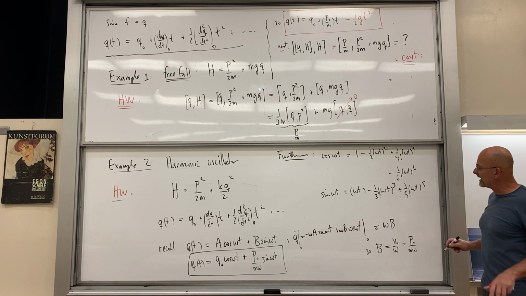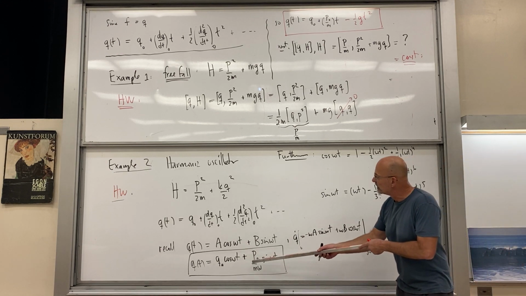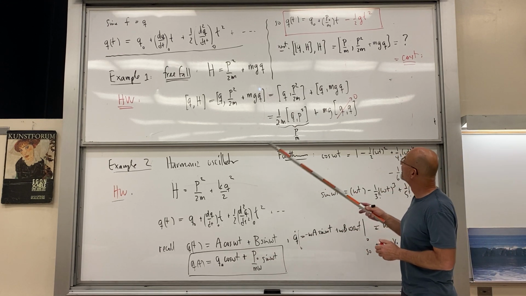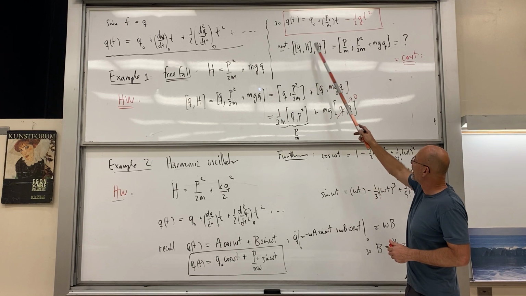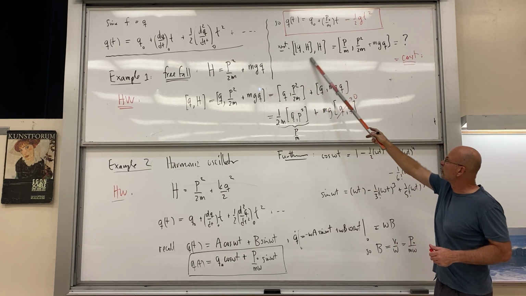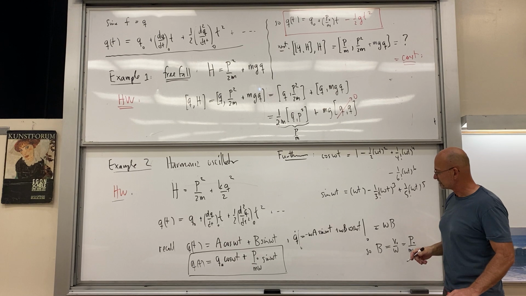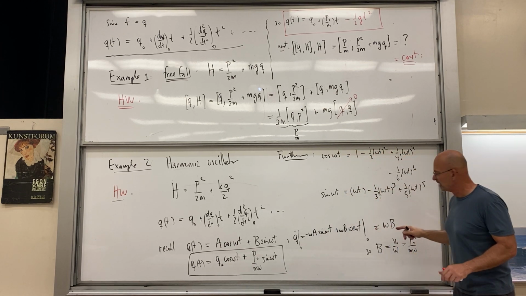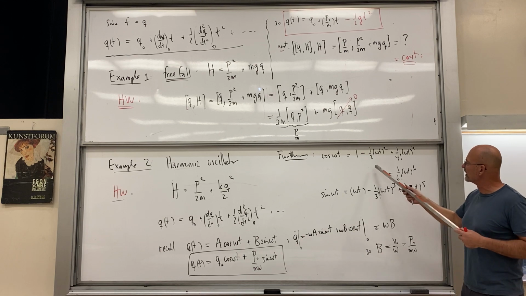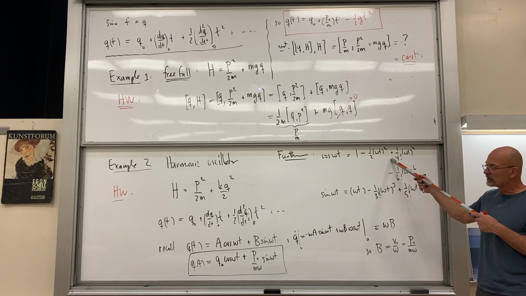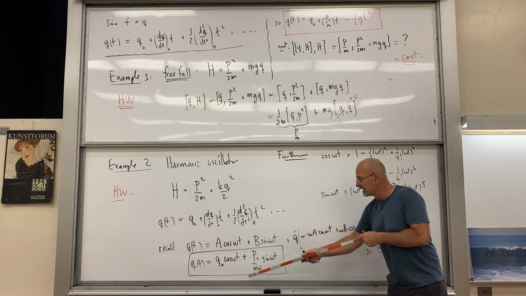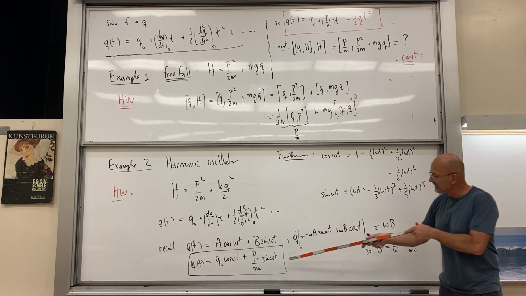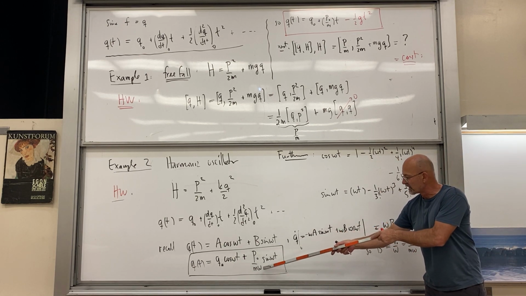So what you're going to have when you generate all of these Q, H, H, etc. When you generate all these Poisson brackets, you're going to generate all of the powers, and when you look at them closely, you're going to have the even powers belonging to the cosine and the odd powers belonging to the sine, with the P naught over M omega out front.